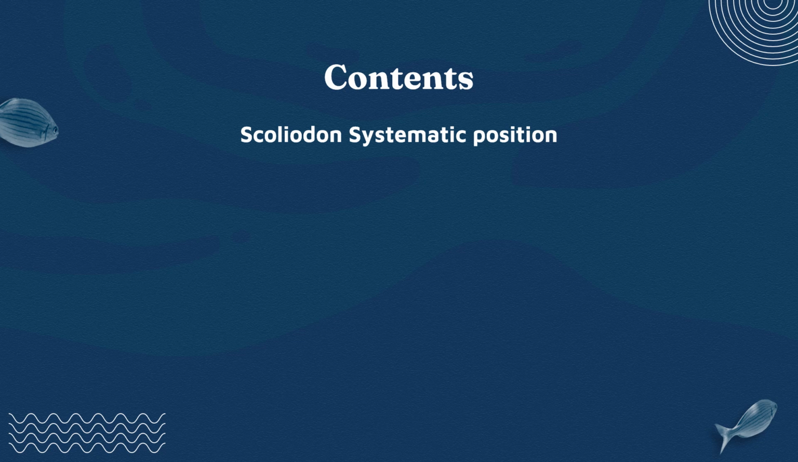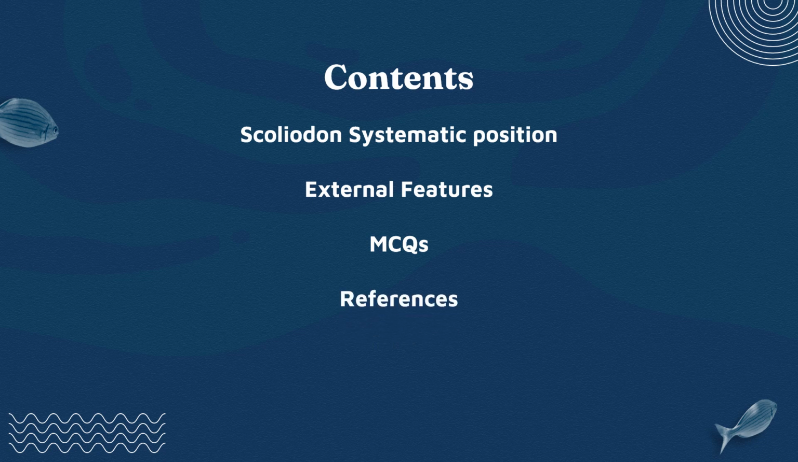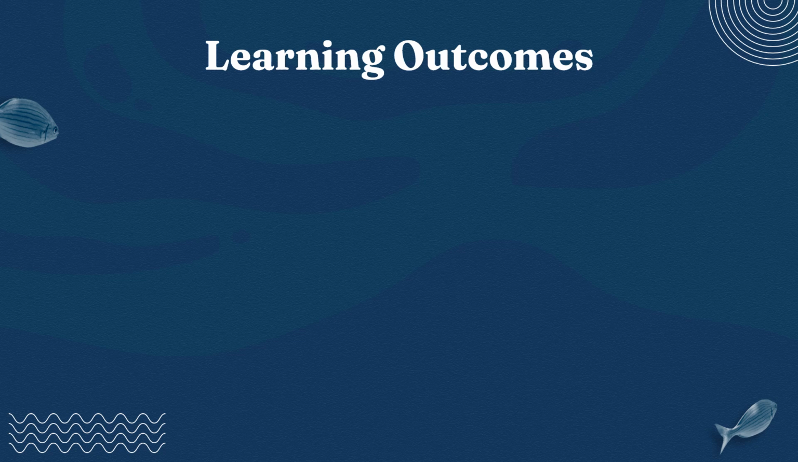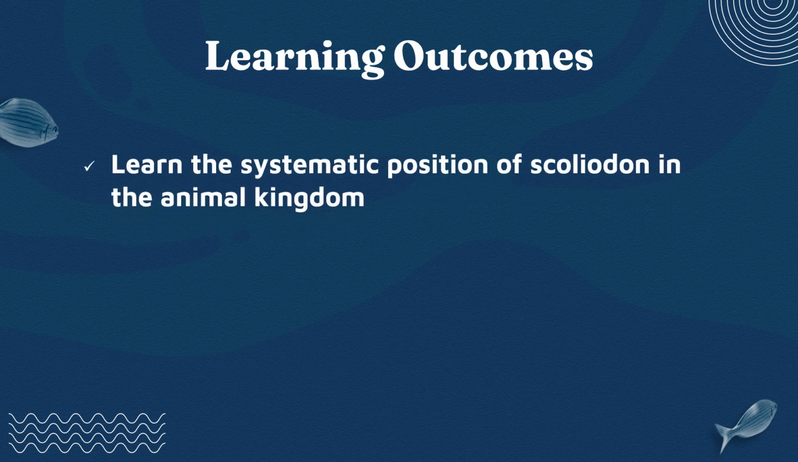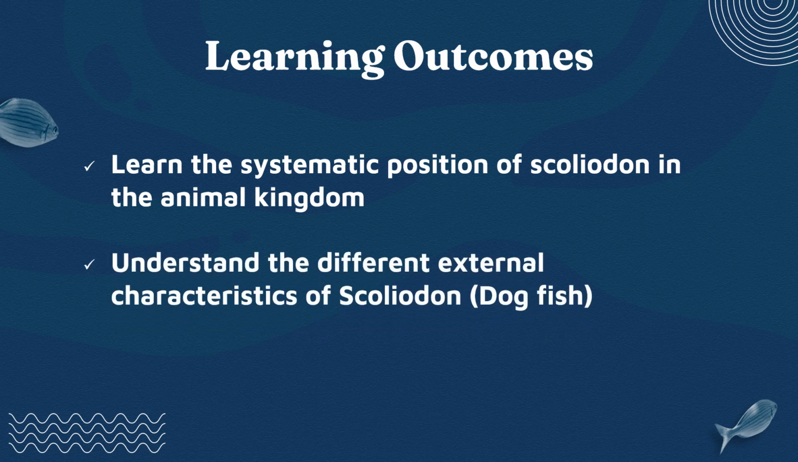We are going to discuss the Scoliodon systematic position, external features, and questions based on the topic. The learning outcomes are: you will learn the systematic position of Scoliodon in the animal kingdom, and you will understand the different external characteristics of Scoliodon.